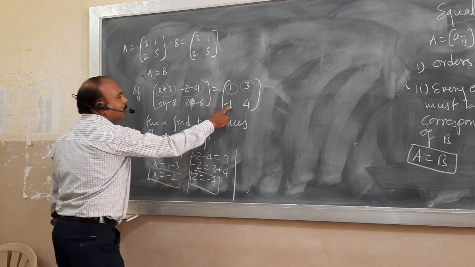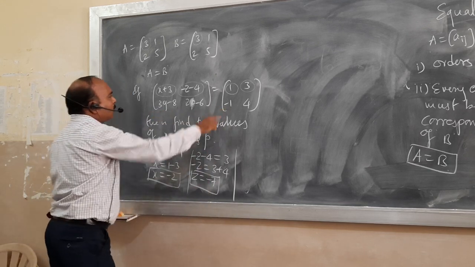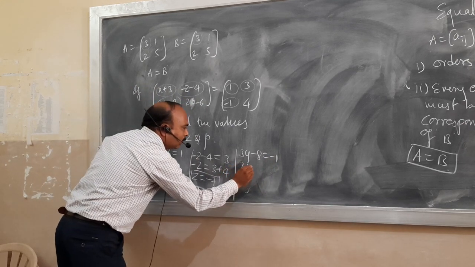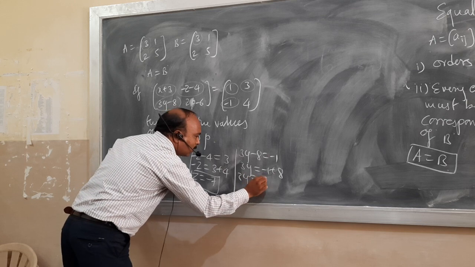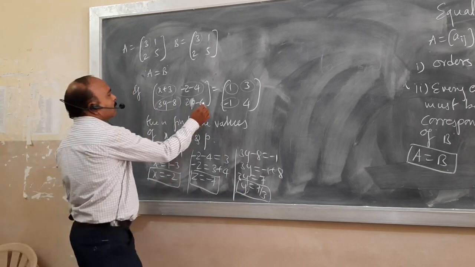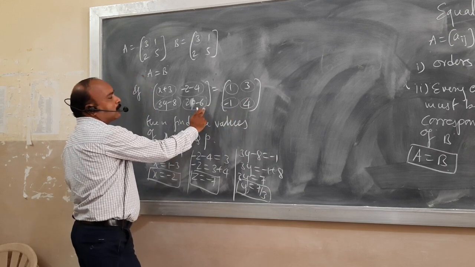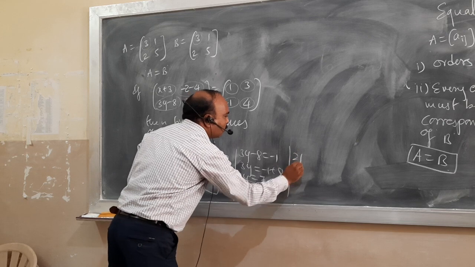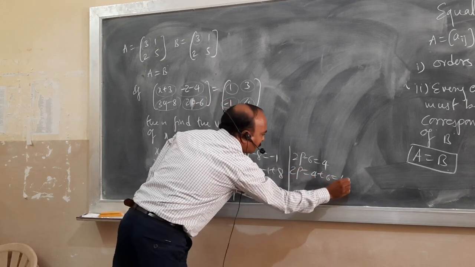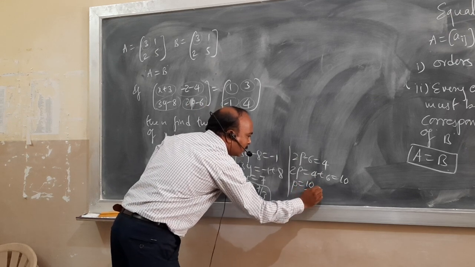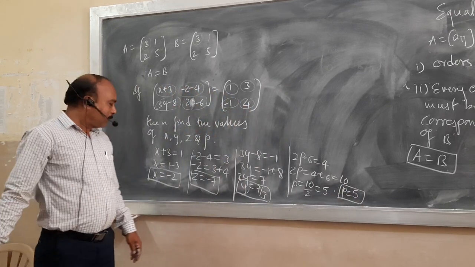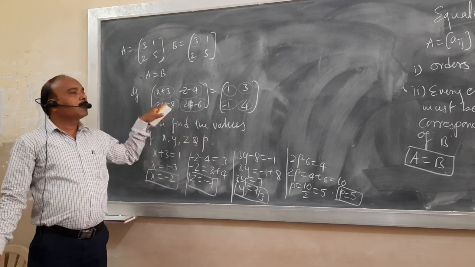Similarly, we equate third element. 3y minus 8 equal to minus 1. It is A21 element. It is also A21 element. We take both are equal. 3y minus 8 equal to minus 1. 3y equal to minus 1 plus 8, 3y equal to 7, therefore y equal to 7 by 3. It is the third value. Similarly, we take another that is 2p minus 6 equal to 4. It is A22 element, it is also A22 element. So if you take this side, 2p equal to 4 plus 6 equal to 10. Therefore, p equal to 10 by 2, it is equal to 5. So these are the values of variables. By using equality of matrices, we can solve the example like this.